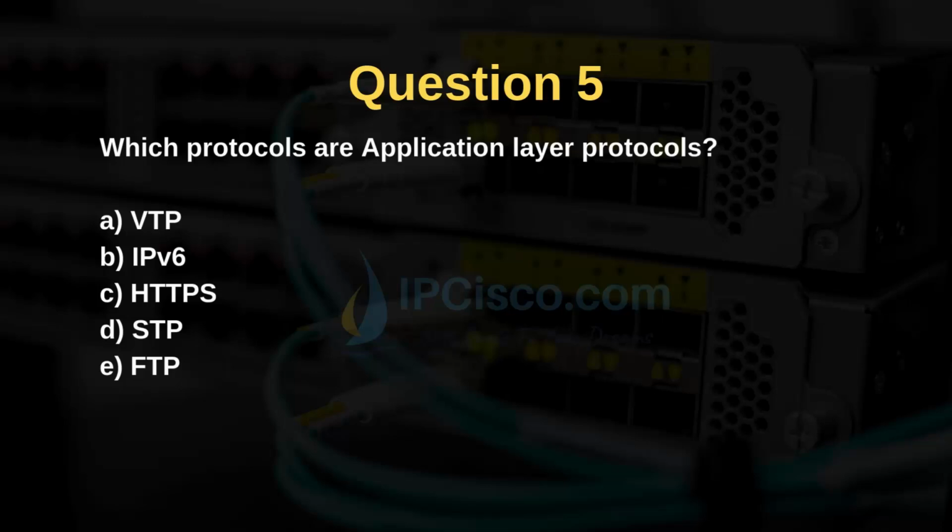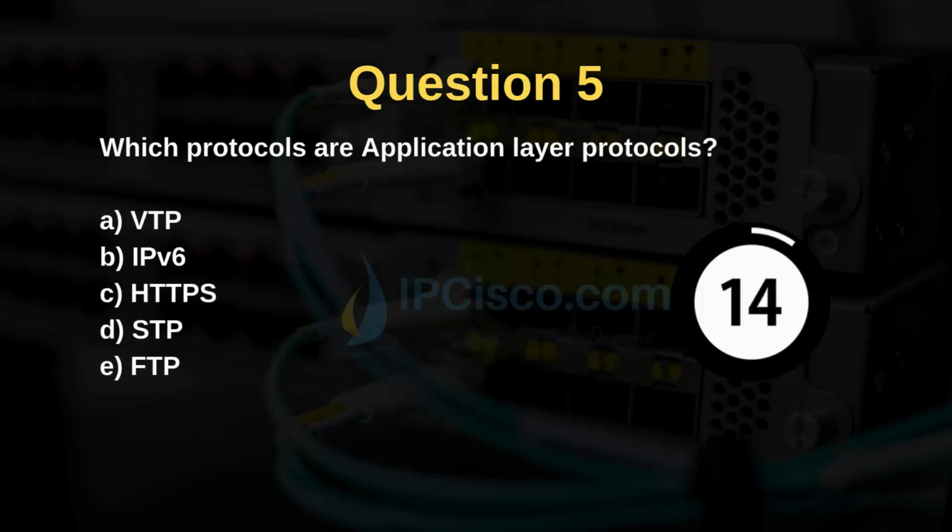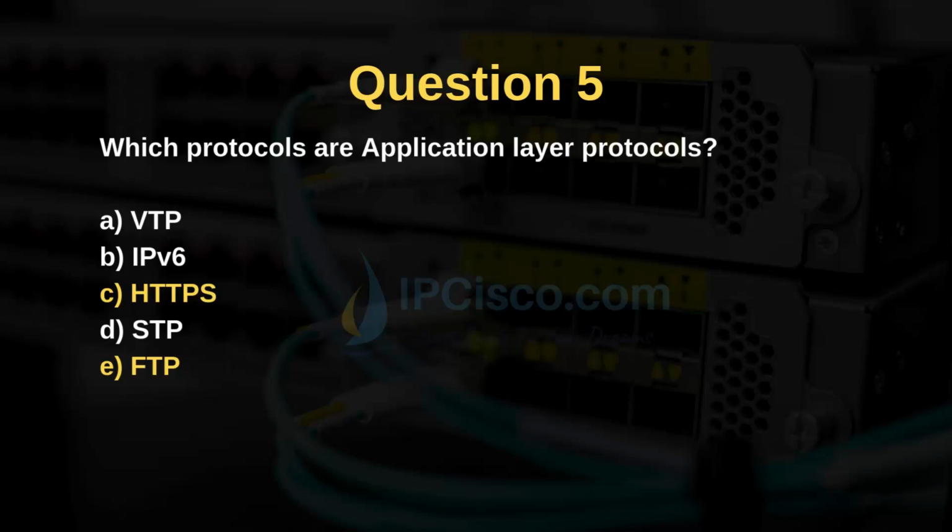Which protocols are application layer protocols? VTP, IPv6, HTTPS, STP, and FTP. HTTPS and FTP are two application layer protocols.